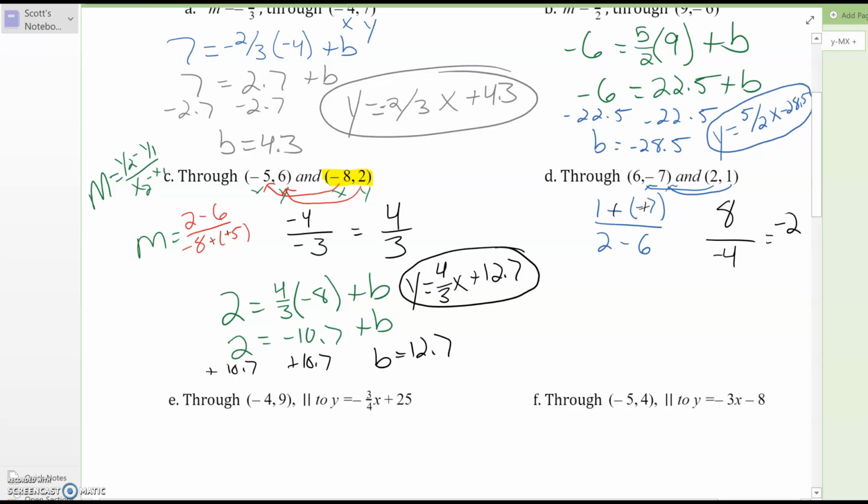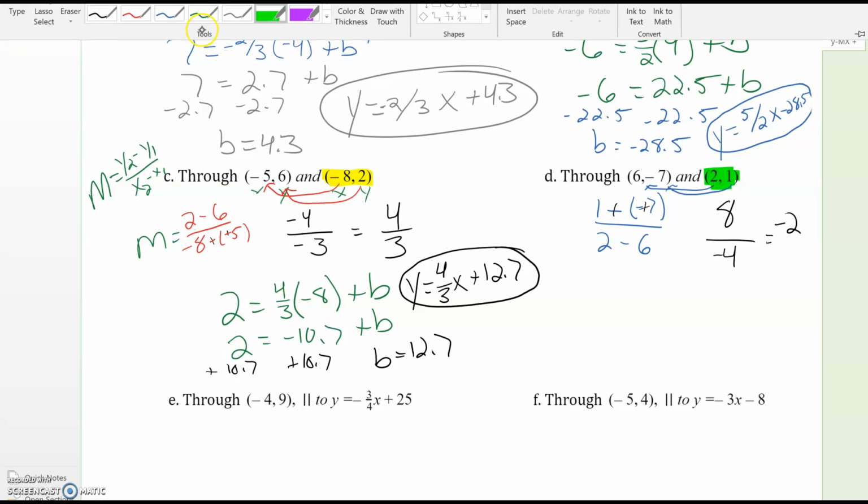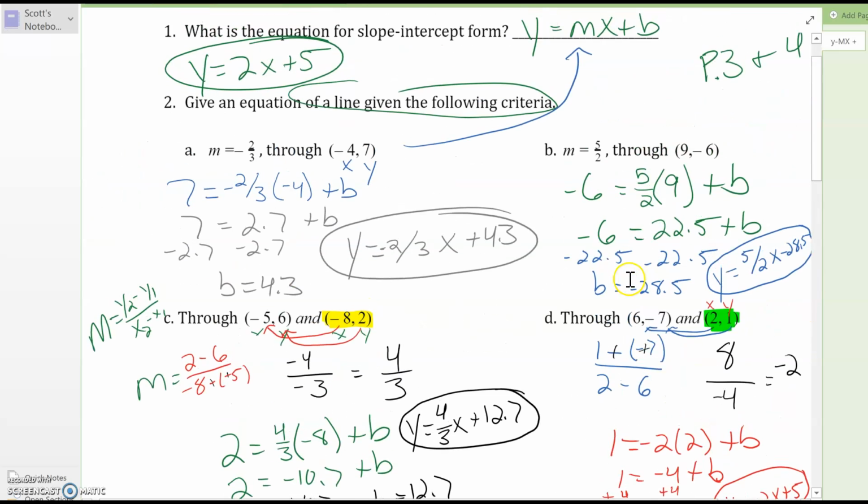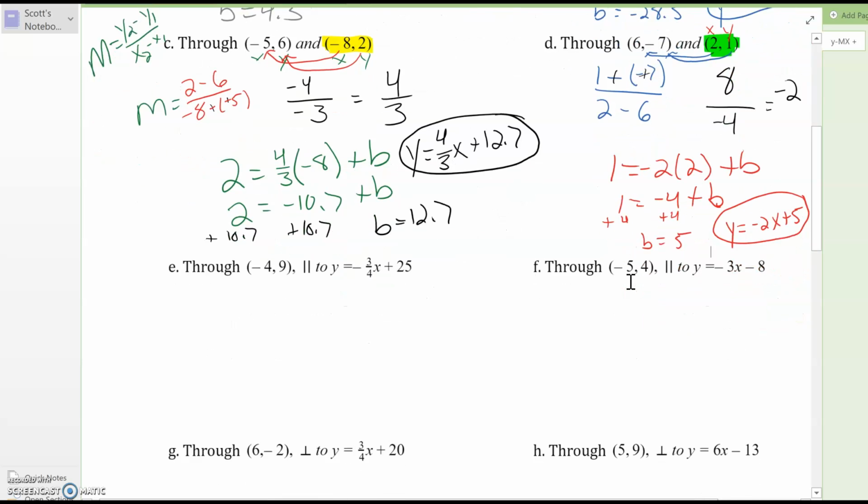All right, pick a point. Love me some positive numbers. I'll have 1 equals my slope, -2, times my x value, which is 2, plus b, x and y. 1 equals -4 plus b. Add 4. b equals 5. So it would be y equals -2x plus 5. All right. It's a lot of the same process for a lot of these guys.